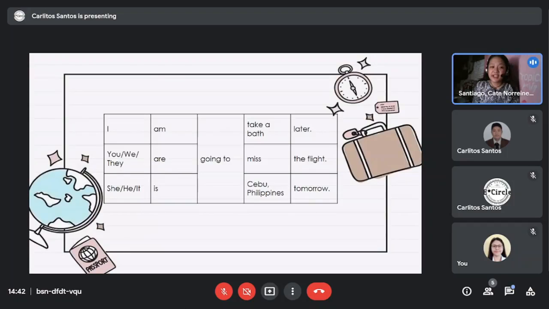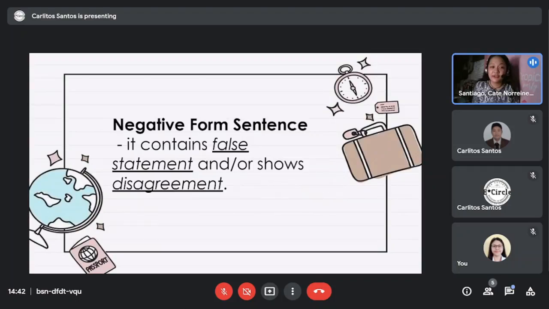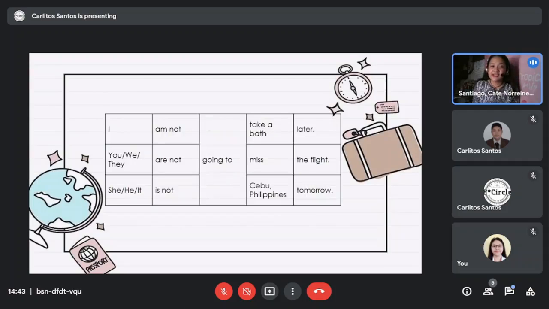For the next form of sentence, turn on your microphone and read what is written on the slide. Negative form sentence. It contains false statements or shows disagreement. Thank you. Again, we have here another table to show this. "I am not." Again, there is a disagreement, which is the word "not." "I am not going to take a bath later."